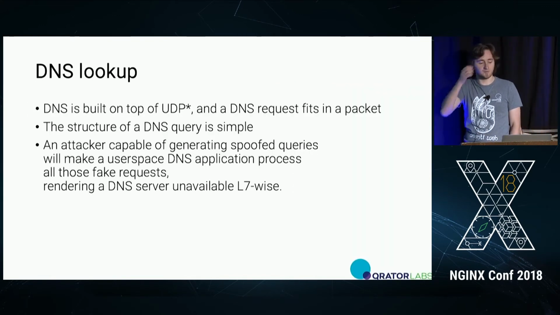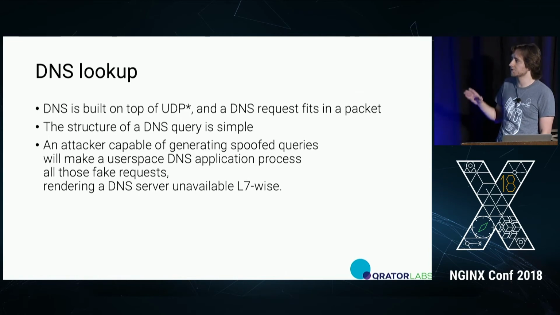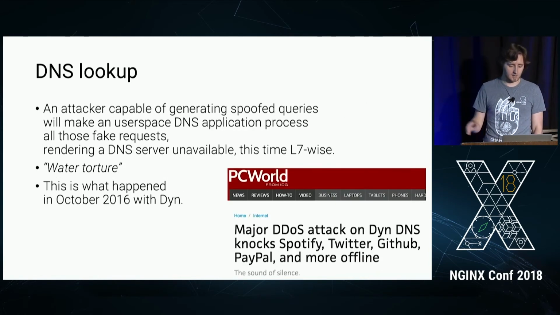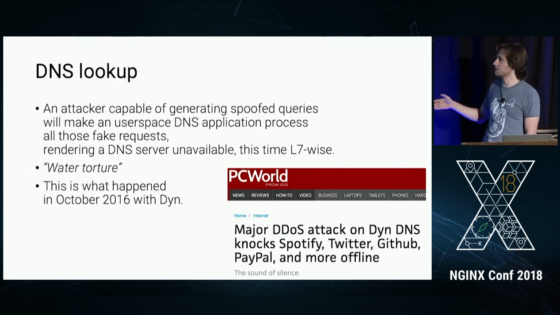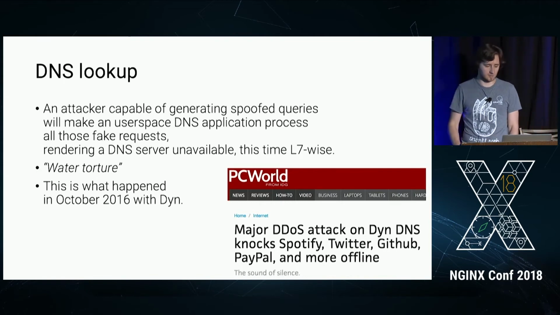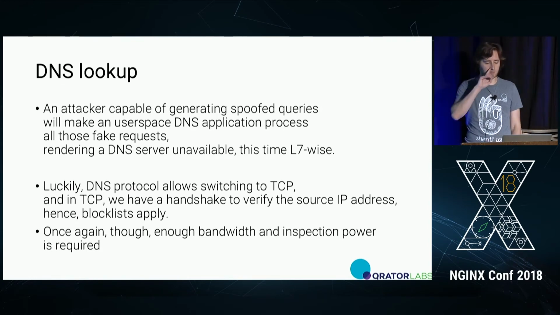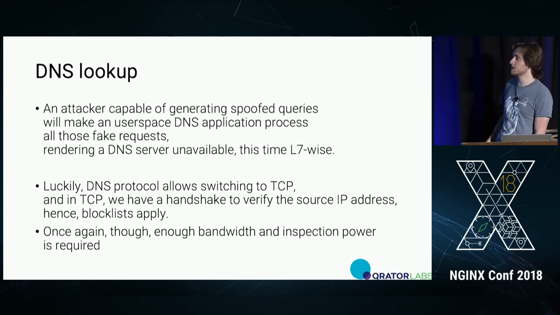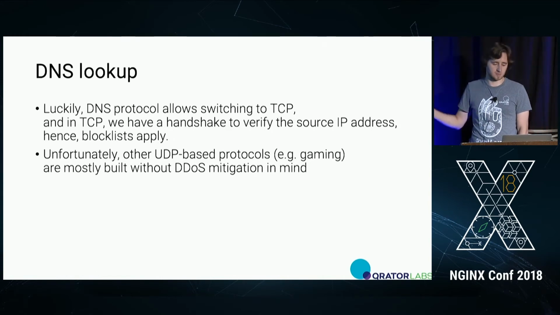So an attacker is capable of generating simple spoofed requests, queries, which will make a user space DNS process all those fake requests, rendering a DNS server unavailable on layer 7. One type of such an attack is called water torture, and this is what happened 2 years ago with Dyn, for example, when Spotify and Twitter went down. On a bright side of things, the DNS protocol allows switching to TCP, and in TCP, as you already know, we have handshakes. So block lists apply, but once again, enough bandwidth and inspection power is strictly required to handle this. Unfortunately, all other UDP-based protocols are mostly built without DDoS mitigation in mind, so they do not allow TCP switching.